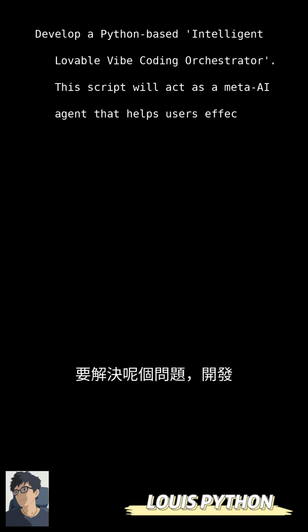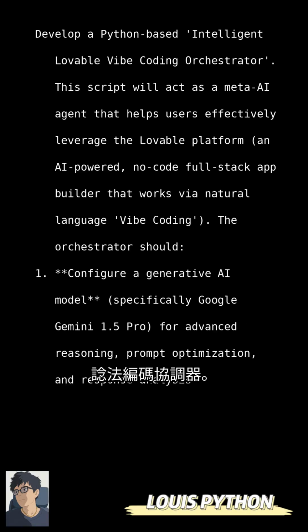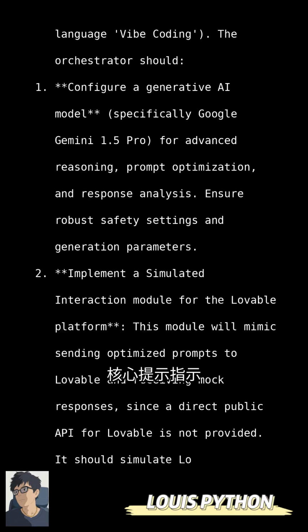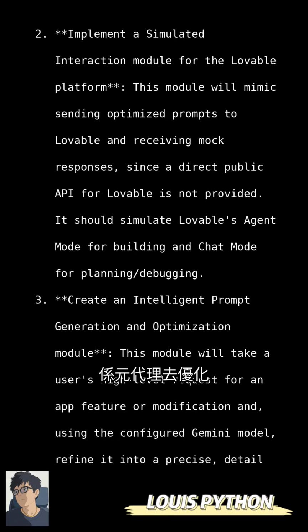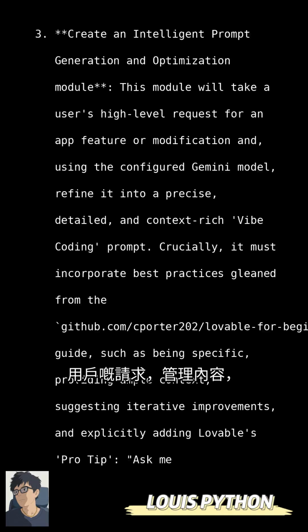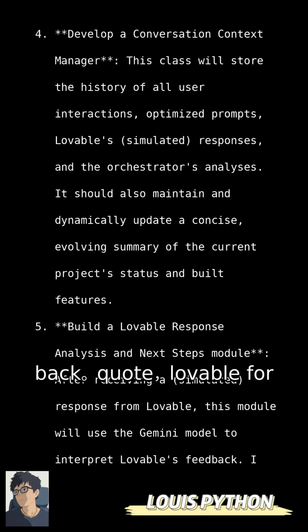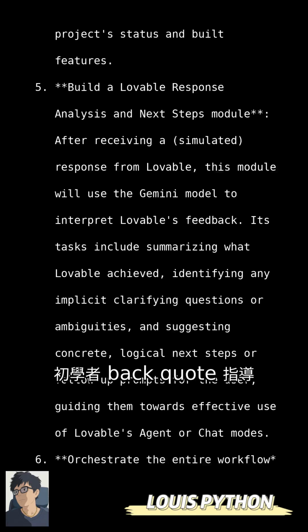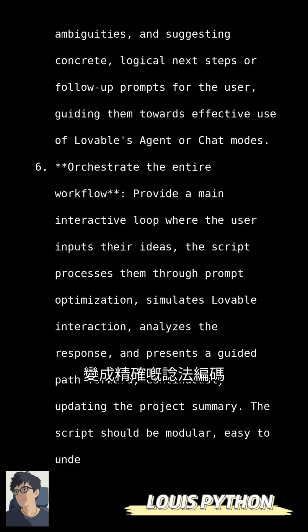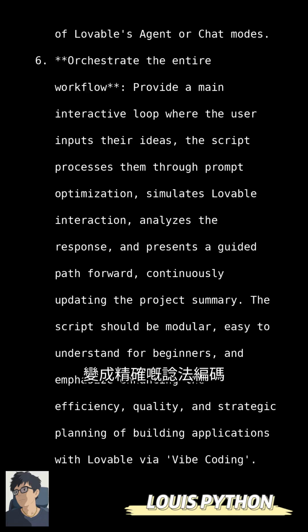To solve this, we'll develop an intelligent Lovable vibe coding orchestrator. The core prompt instructs our meta agent to optimize user requests, manage context, analyze responses, and incorporate best practices from the Lovable for beginners guide, turning high-level ideas into precise vibe coding instructions.